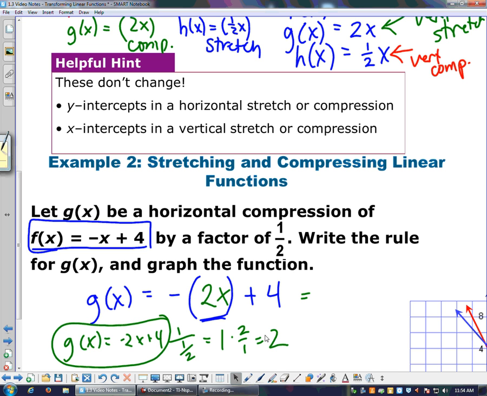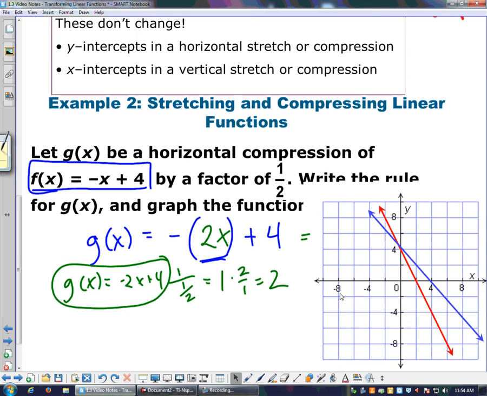Let's take a look at what the graph looks like. Okay, so our original function was here in the blue, and that was the negative x plus 4. We can see the slope is negative 1, and we see the y-intercept at 4. And then our new function, which has been horizontally compressed, so all of these points were pulled towards the y-axis, and so we get this line here, which is our negative 2x plus 4. Same y-intercept as we were just talking about in that little hint, but the slope is now negative 2. It's a steeper line.